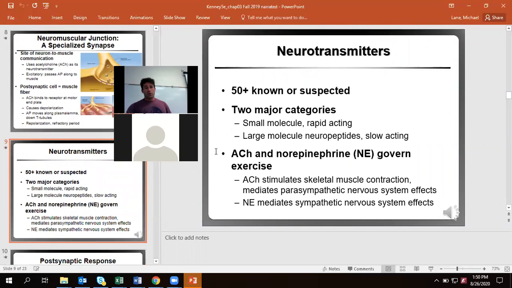Now, there are a lot of different neurotransmitters in the body, okay? We effectively have two major categories: small, fast-acting neurotransmitters and larger neuropeptides that are slow-acting. Acetylcholine and norepinephrine are some of the major contributors to exercise. Acetylcholine is the muscle contraction. It also works through vagal tone in our parasympathetic nervous system to decrease our heart rate. Norepinephrine is going to increase our focus and allow us to effectively work a little bit longer. It's very much like epinephrine, which we're going to get to in the next chapter when we talk about the hormones.